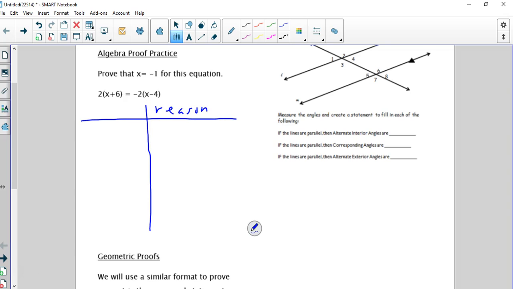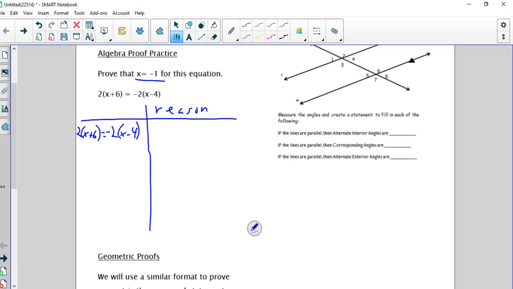Okay. Remember, it's like a 3-year-old. Every time you do something, you're going to ask why. Why? So we have 2x plus 6 equals negative 2 times x minus 4. And our goal is to get x equals negative 1. Now, there's a couple things we can do here to start.